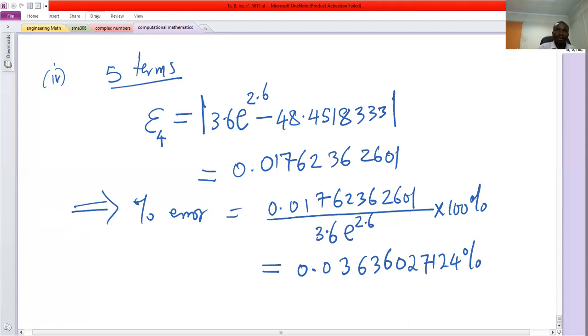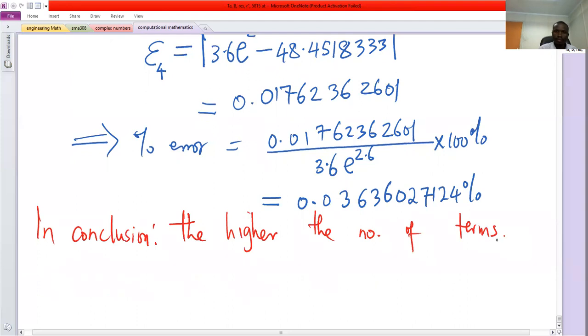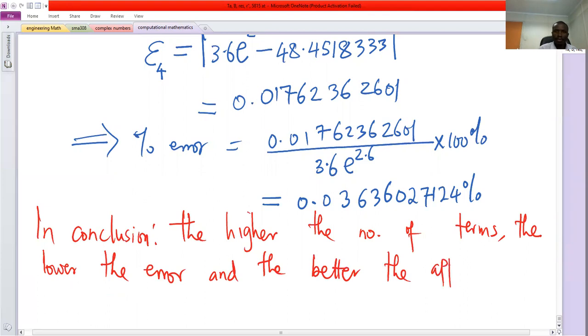So from all these results, we can conclude that, in conclusion, the higher the number of terms, the lower the error, and the better the approximation. So when you use more terms, you are likely to get a more accurate answer than using less number of terms, as has been shown in this problem. Thank you.